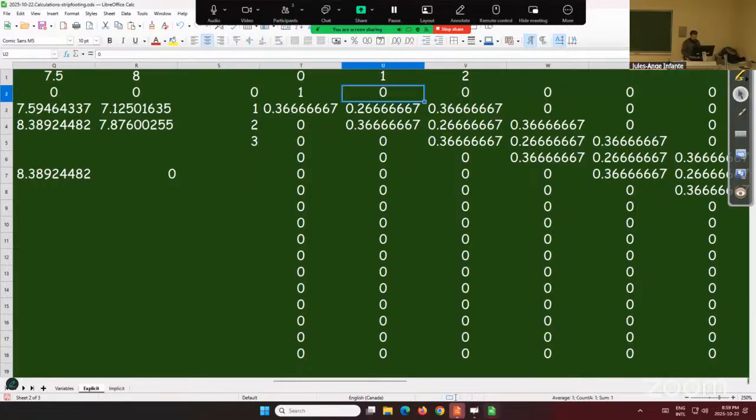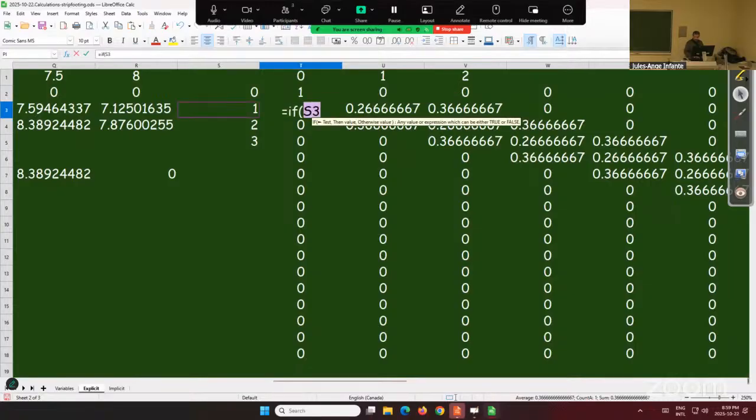Have here a check. So if this, so if the index is equal, then I say 1 minus 2R. So if this is equal to that, 1 minus 2R. If this is equal to that minus 1, then it's R. If this is equal to this plus 1, minus R. Otherwise 0. Yeah.